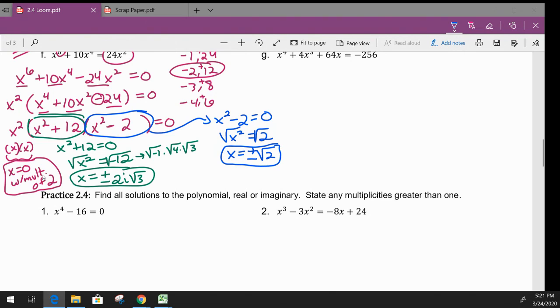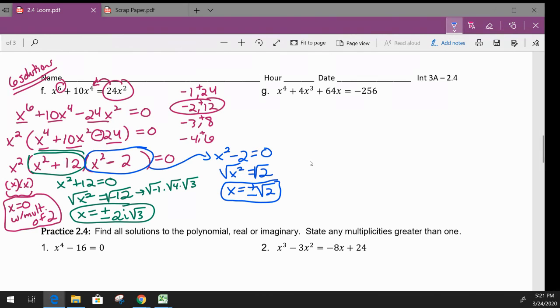We've got two solutions of 0, positive 2i square root of 3, negative 2i square root of 3, positive square root of 2, and negative square root of 2. That's our 6 solutions altogether. I know you're probably worn out by now. So we got one more to go, one more example, and then you get to practice these on your own.